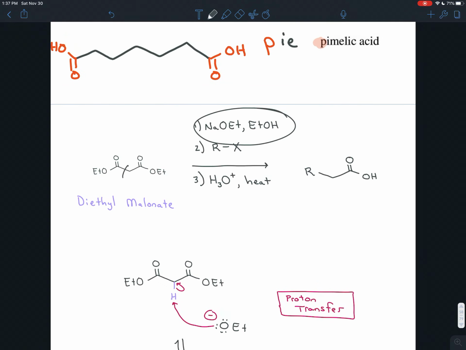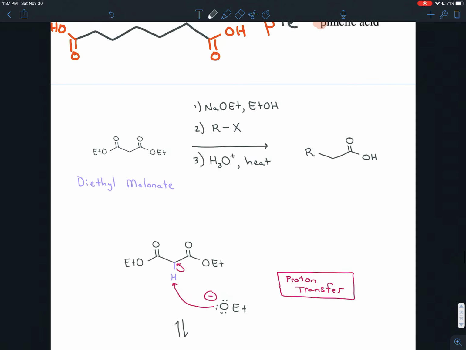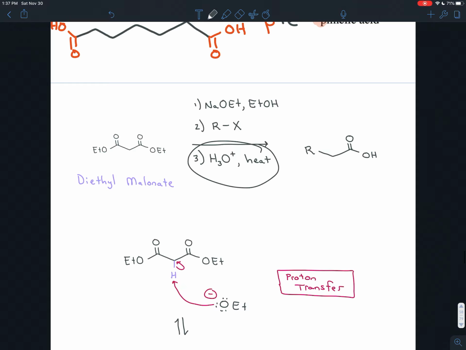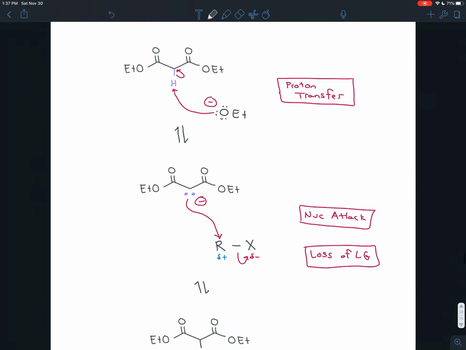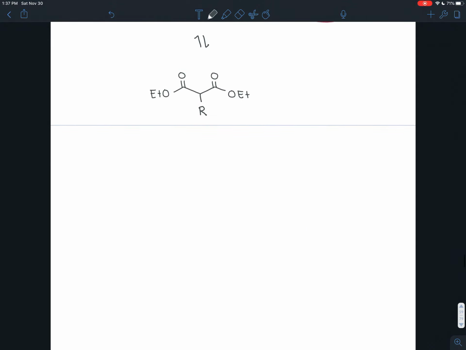So first step turns the alpha carbon into a nucleophile. Second step takes that nucleophile and does an SN2 reaction, and this alkyl chain gets added, and the halogen leaves as a leaving group. So now we have this third step, hydronium and heat. First, let's think about what happens with hydronium.